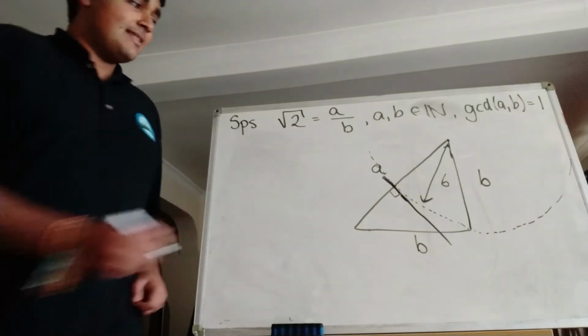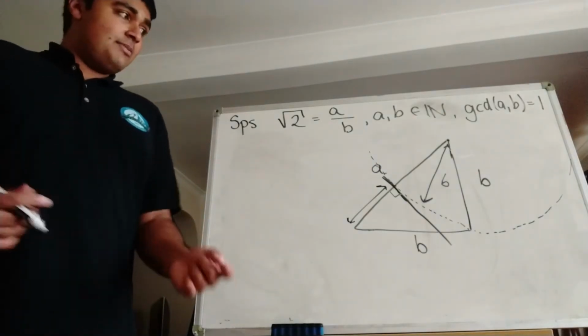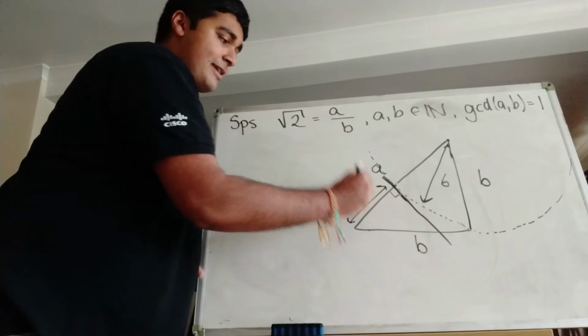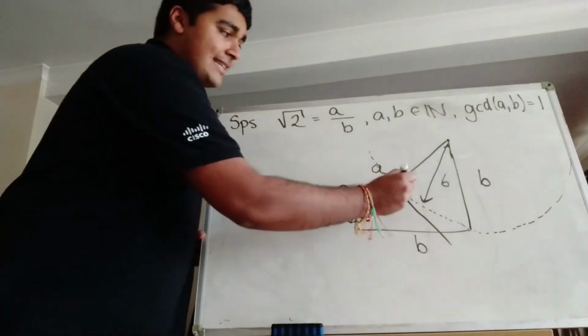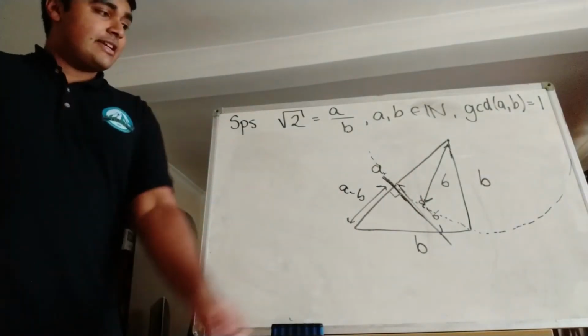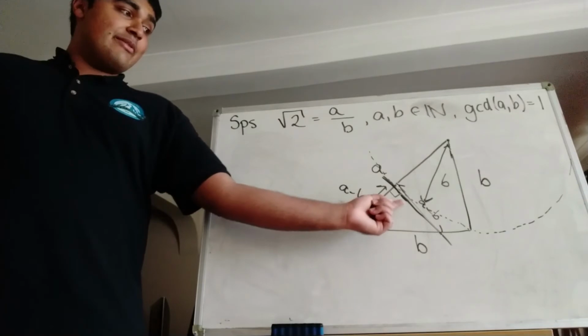Okay, but notice that this length here is a minus b, because the whole thing there is a, and this length there is b, so what's left must be a minus b. And similarly, this length here is a minus b. Okay, so we've got this length here being a minus b, this length here being a minus b, and in between we've got a right angle.